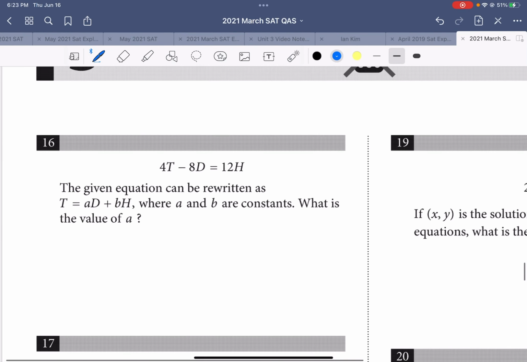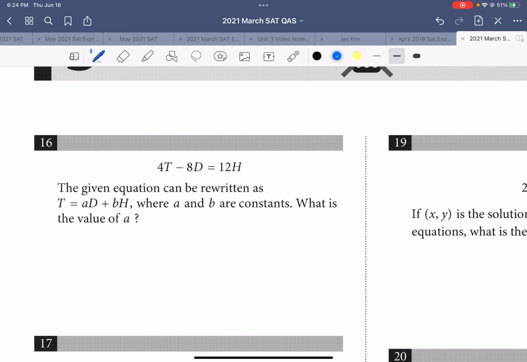Now grading. Number 16. 4t minus 8d equals 12h. The given equation can be rewritten, so let's rewrite it. Isolate 4t, then 8d plus 12h. Now you divide by 4. So t equals 2d plus 3h. They ask you for the value of a, right here. So a equals 2.